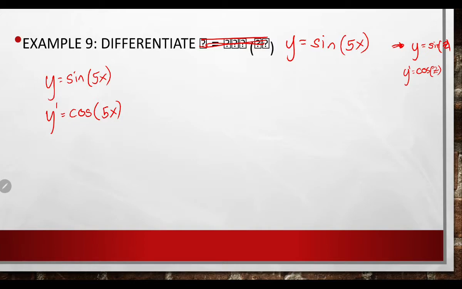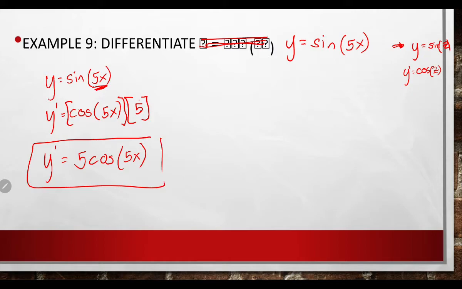This is only the derivative of the outside. This time, let me show the derivative of 5x. The derivative of 5x is simply equal to 5. A common mistake of students is multiplying the 5 into the 5x. No, the 5x stays inside the cosine. The 5 is multiplied to the cosine, therefore that 5 is placed at the very front. 5 times cosine of 5x. And that is now your derivative of your function.